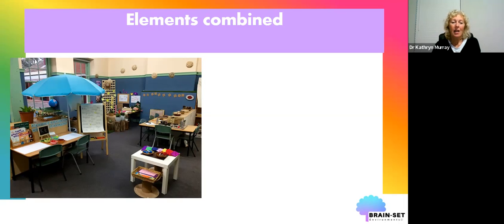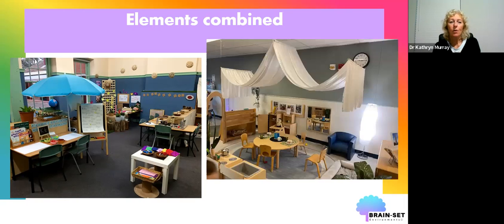of brain set. And this is where the brain set elements have been combined in this little space here on the left. And over here on the right, we have some other elements of brain set. You can see the big mirror on the wall. You can see that they have used the curtaining on the ceiling to lower that ceiling line and to make that space a little more defined. You can see that there's a mat on the floor to define the space. They've used rounded tables and a round mat where they could.